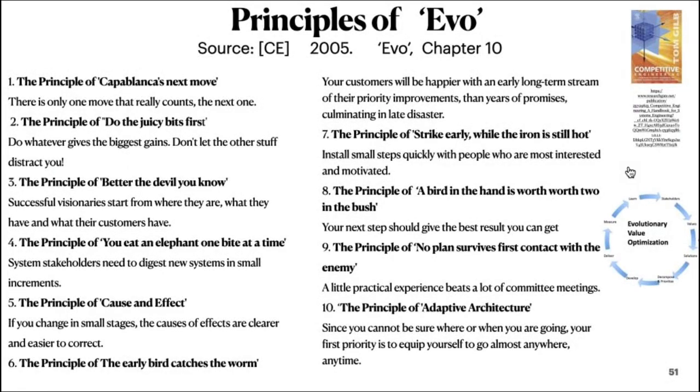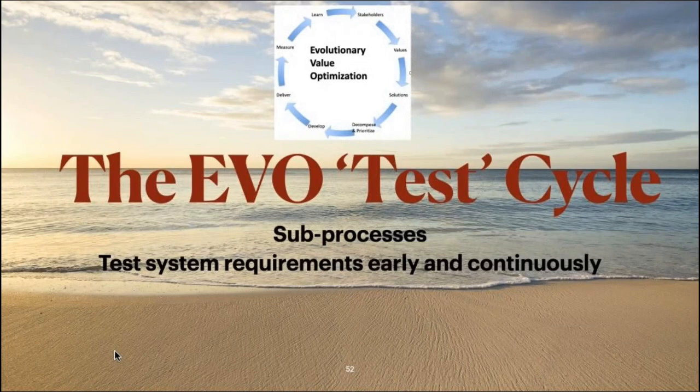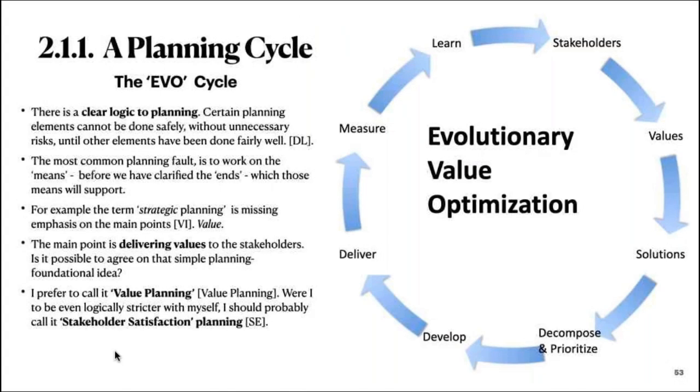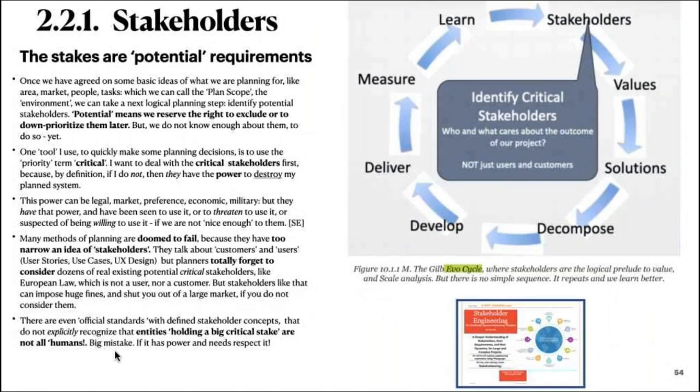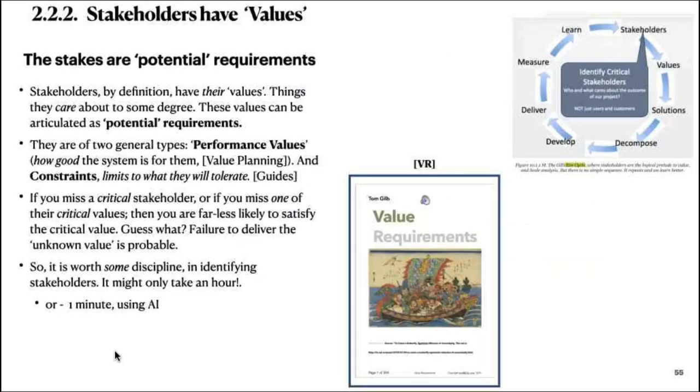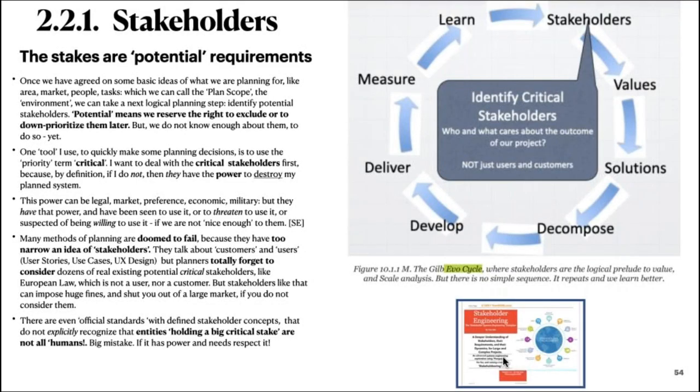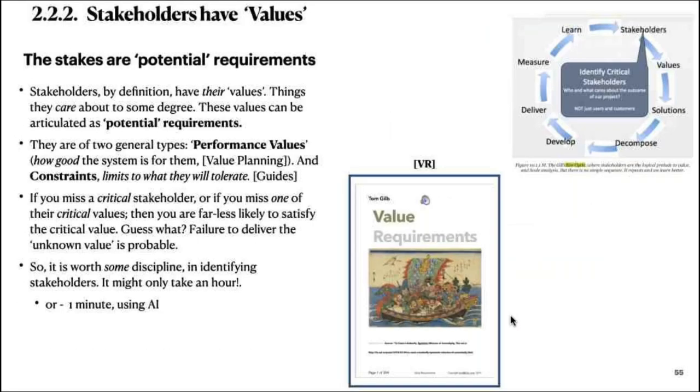Here are my principles of EVO, okay? If you change in small stages, the causes of effects are clearer and easier to correct, okay? So, what have I got? Not a whole lot of time. The intent was more detail on the EVO cycle, but I've been through this superficially, so I'll skim through it because I've got to save time, okay? But here's a whole book on the stakeholder thing for free, stakeholder engineering.